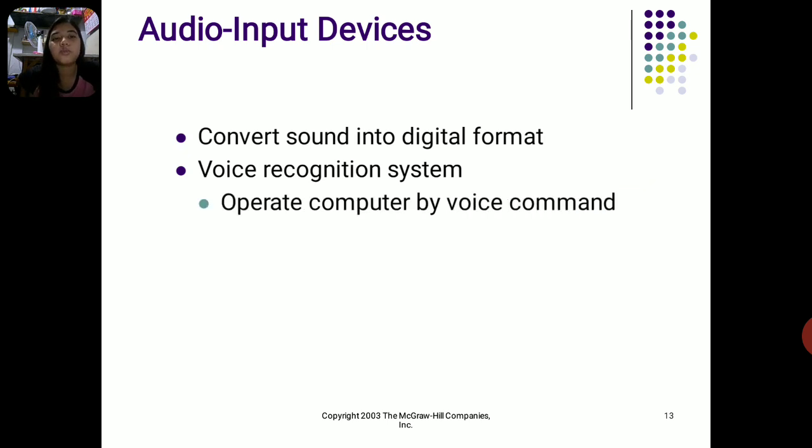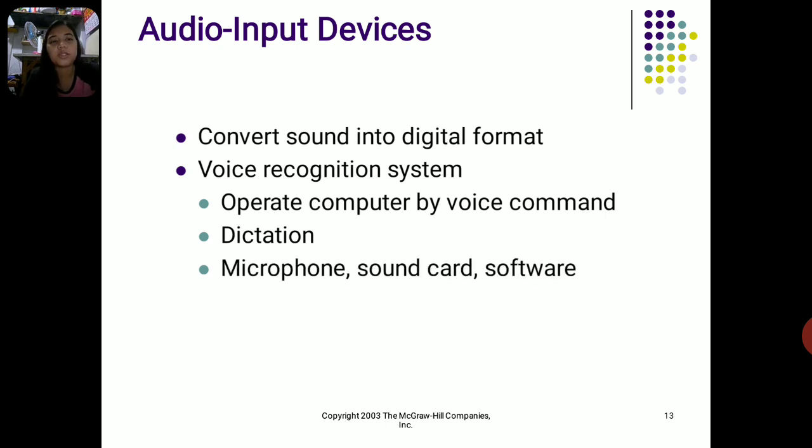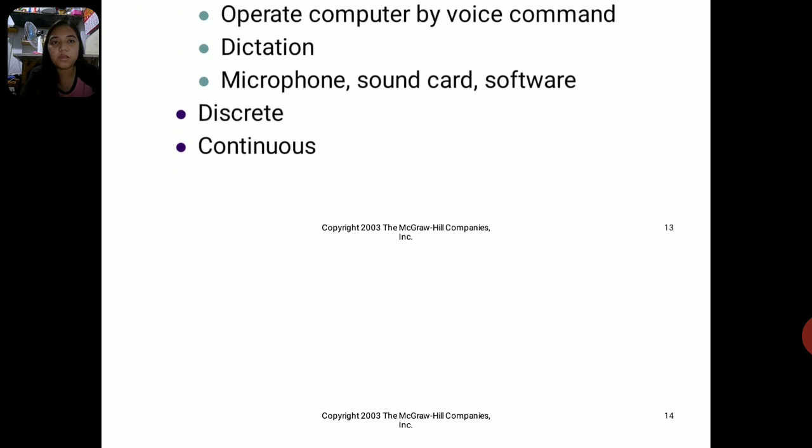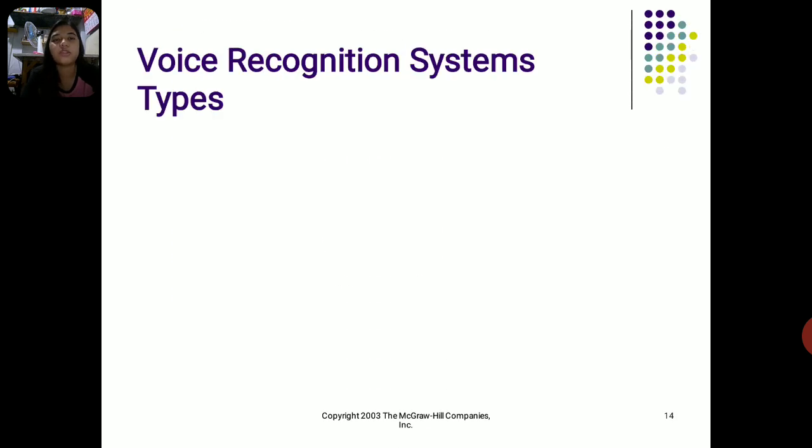So first, we can operate the computer by voice command. So, dictation. For example, "Can you call me?" We can say it, and then the input device will type it for you. So, microphone, sound card, software. It can be discrete and it can be continuous. So, voice recognition system types.